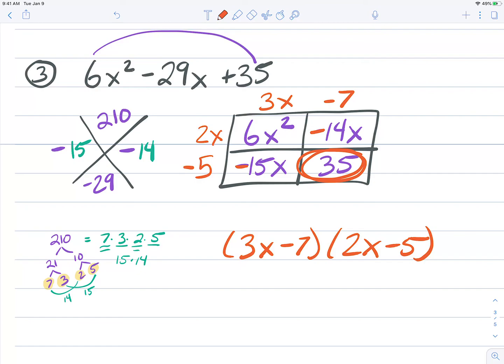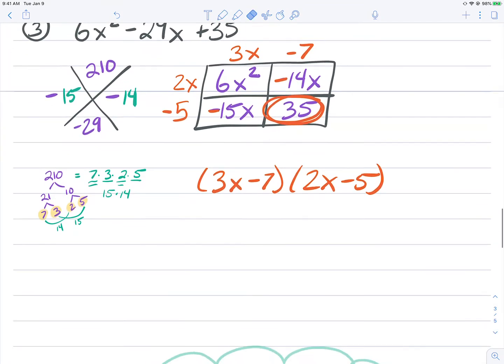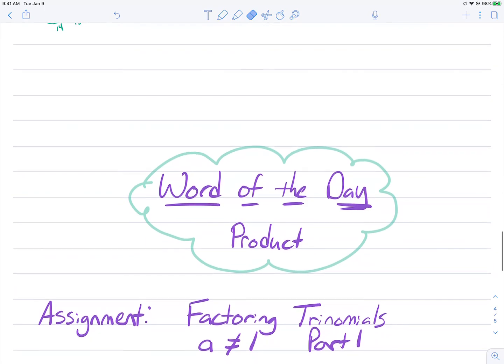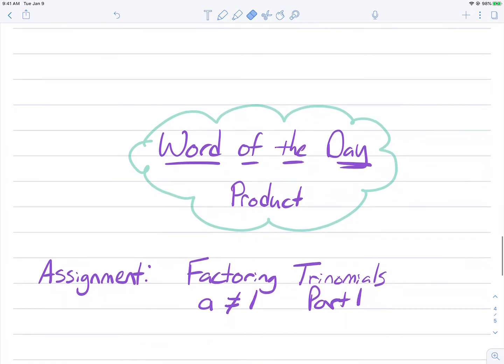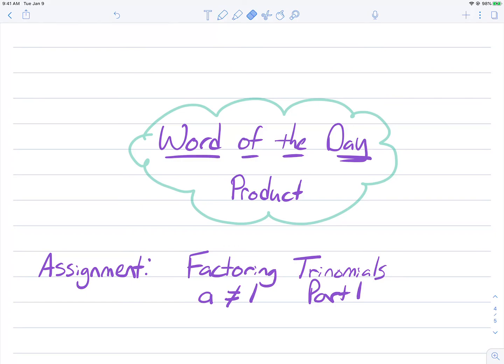Your assignment only has 6 problems for today. You do have 3 days worth of assignments for these types of problems because I want you to practice these and be really good at them. So your word of the day is product, because we are dealing with a lot of products, especially A times C being the very top of your diamond. And your assignment is factoring trinomials where A does not equal 1, part 1.